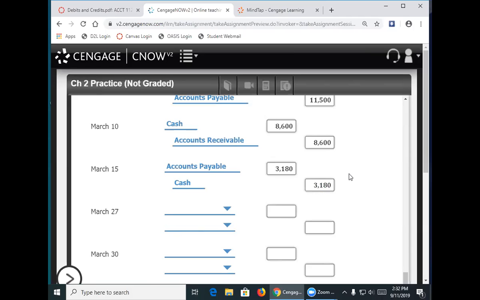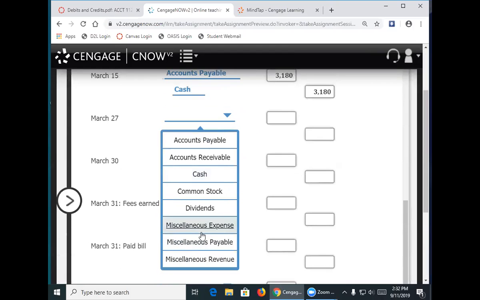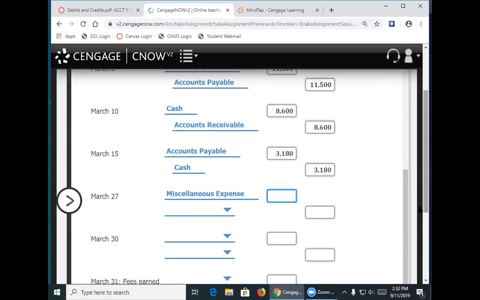Let's see, March 27th, we paid cash for miscellaneous expenses. Yep, miscellaneous expenses. They gave it to us in the sentence, didn't they? And so we debit to increase an expense. And then what do I credit? Cash. They gave us that one too, right? You'd be surprised though. I think students read too much into it sometimes, and it's easy to get off for some reason. But yep, that's perfect. So miscellaneous expense debited, cash credited.